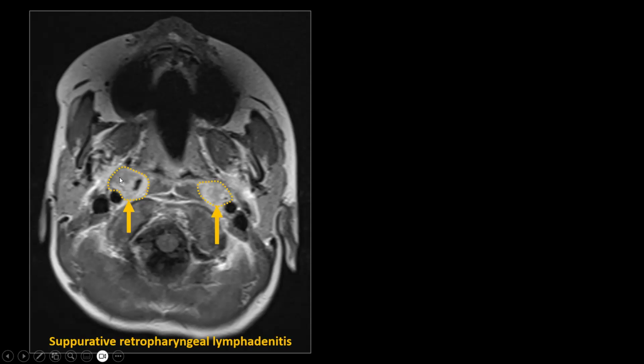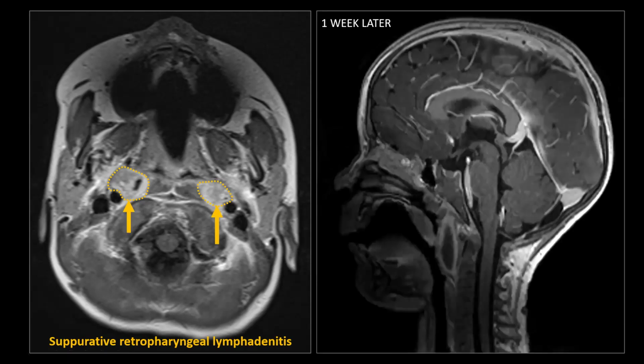larger lymph nodes in the retropharyngeal space in a child, but this lymph node clearly had some central necrosis or some central suppuration. So these lymph nodes, especially the right one, cannot be considered normal. A week later, the child received another MRI of the neck, and we see that one of the suppurative lymph nodes has broken through into the retropharyngeal space and caused a retropharyngeal abscess.